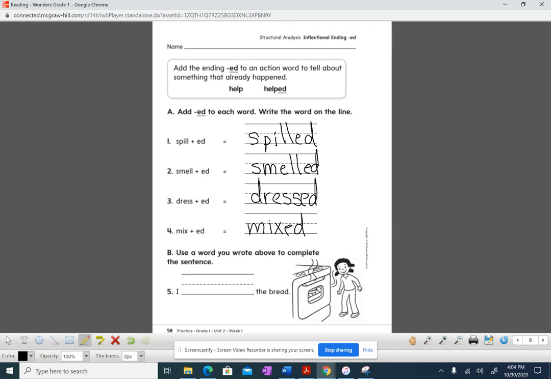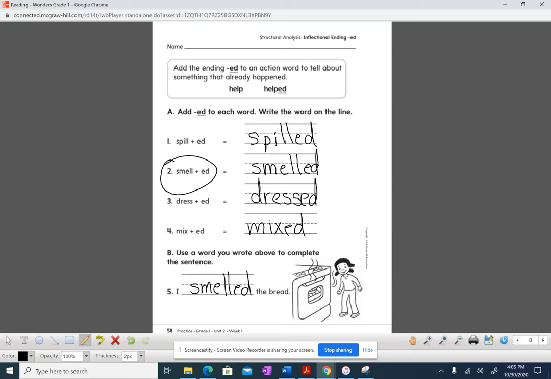All right, let's look at the bottom. Use a word you wrote above to complete the sentence. I blank the bread. So which one of those words goes? I spilled the bread. I smelled the bread. I dressed the bread. I mixed the bread. Well, it looks like she smelled the bread. So we're going to go find this word and then write it down here. Smelled the bread.